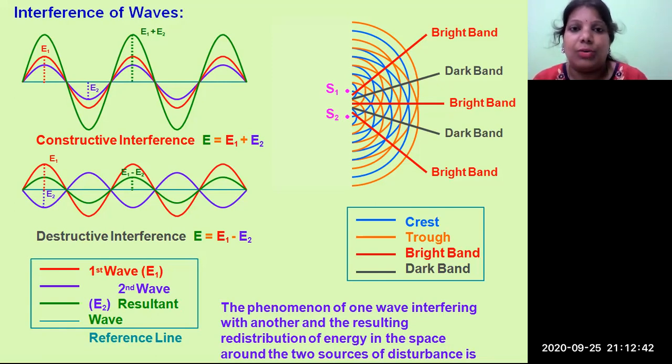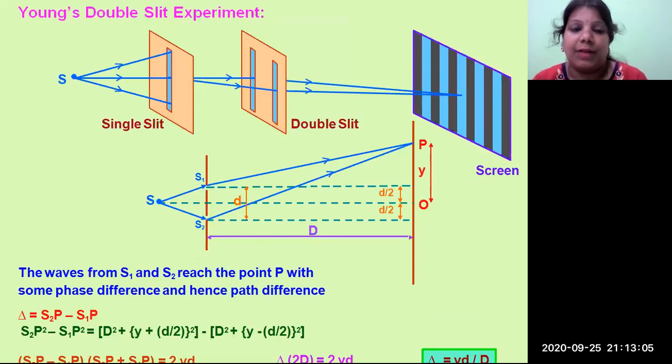Then what is meant by diffraction? Diffraction is nothing but the bending of light around an obstacle. Interference is the superposition of two waves. Diffraction is the bending of light around an obstacle. That is the meaning of diffraction.